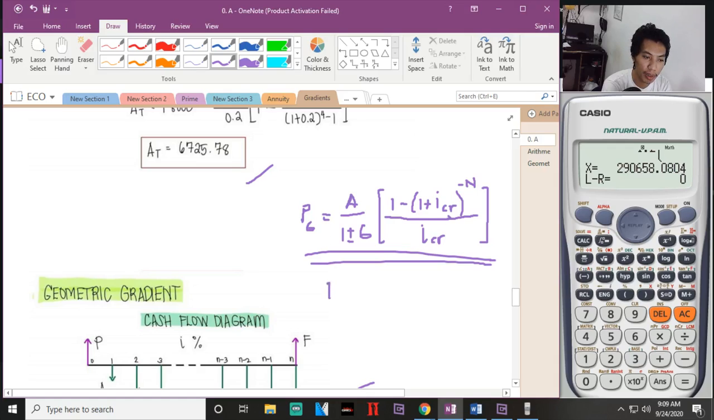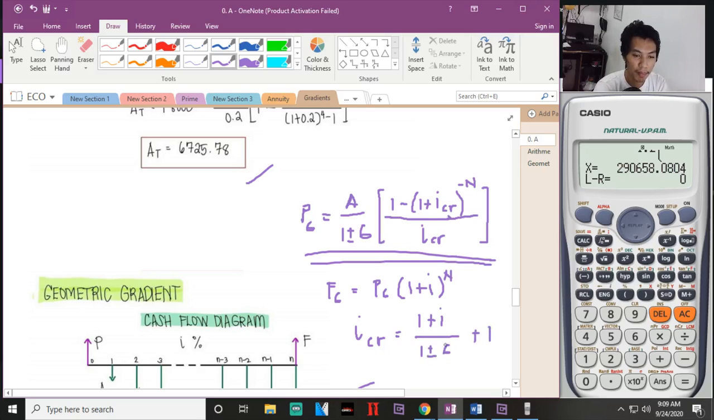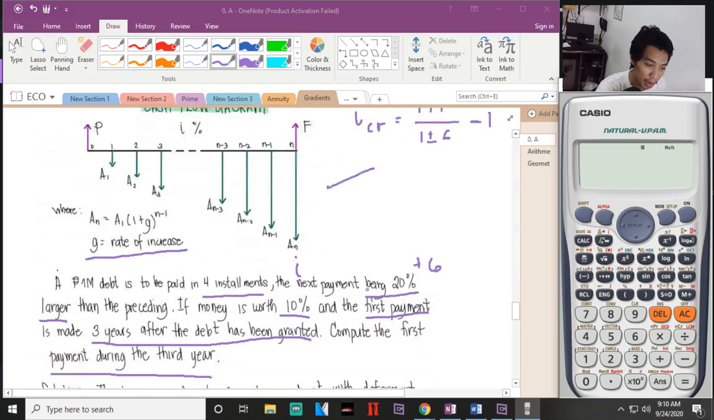Ngayon, yung future naman ng geometric mo, di yung PG, 1 plus i raised to N. Tapos yung ICR mo, 1 plus i over 1 plus minus nung gradient, minus 1 or plus 1? Ayun, plus 1. Hindi, minus 1 pala yan. Minus 1. Tatlo lang naman pag gradient. Wala ka na ibang kakabisaduhin. Pero mas maganda kasi magamit natin yung tinuro kong technique. Ano ba yung tinuro kong technique?